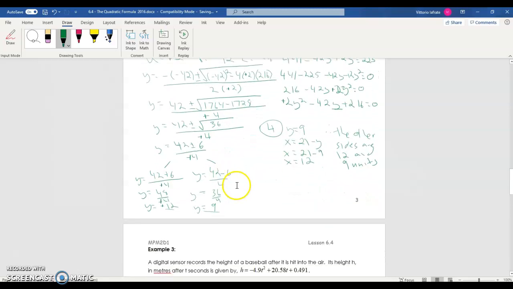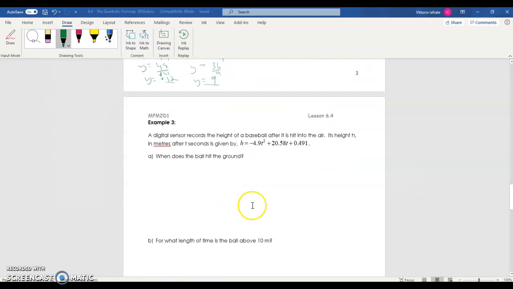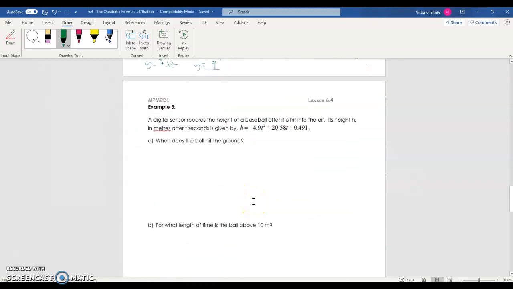Let's go on to the next question with the digital sensor. You'll see I'll go through some of the steps quickly because you should know how to do some of them after the examples that we already did. And then other steps I'll go a little bit slower because we haven't done similar ones yet. So a digital sensor records the height of a baseball after it's hit into the air. Its height is h in meters and t in seconds, and this is our model over here, the equation that models that trajectory of the ball.